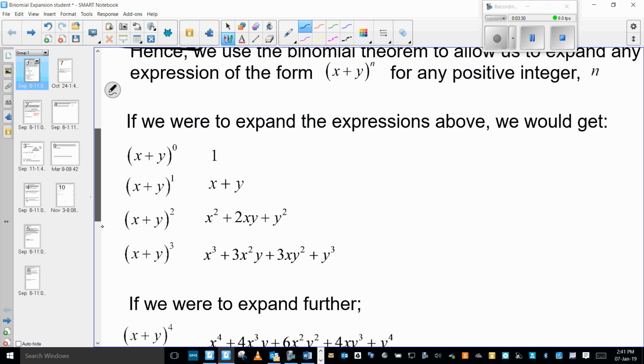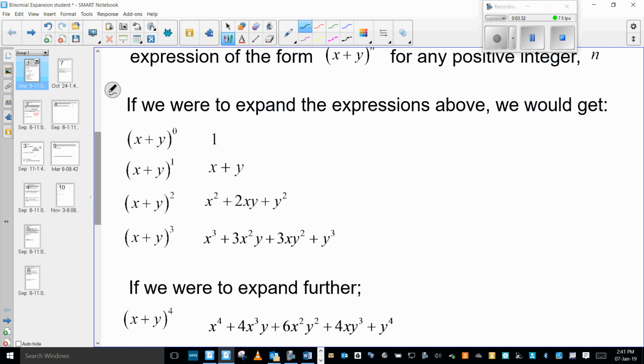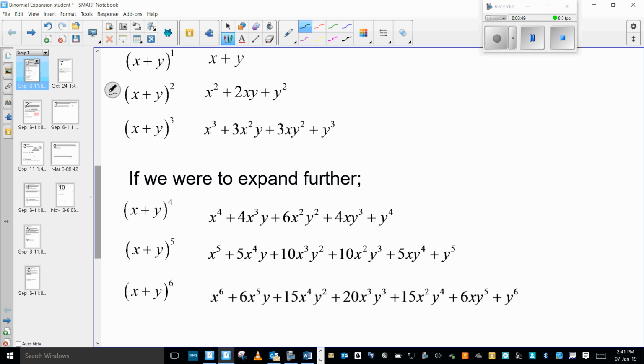If we were to expand these, we get 1, x plus y, x squared plus 2xy plus y squared, x cubed plus 3x squared y plus 3xy squared plus y cubed. Trust me, these are the answers. I've then given you even further answers.